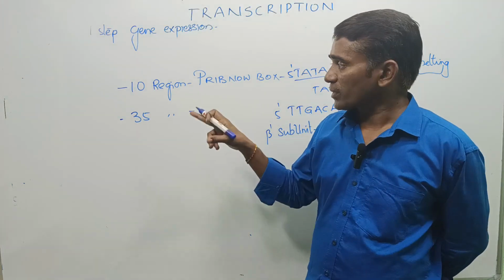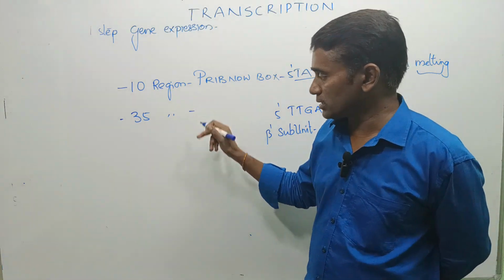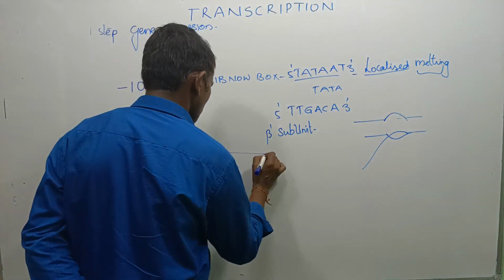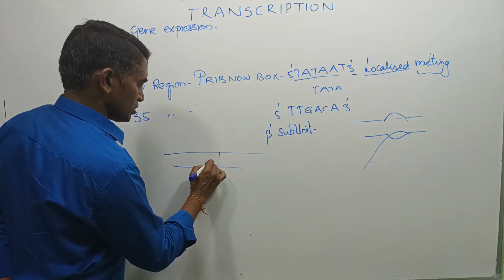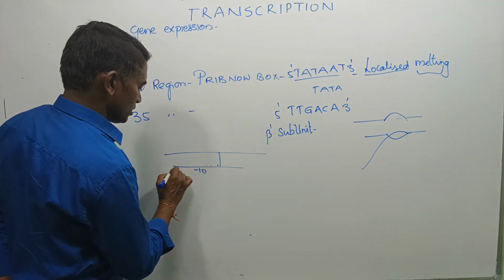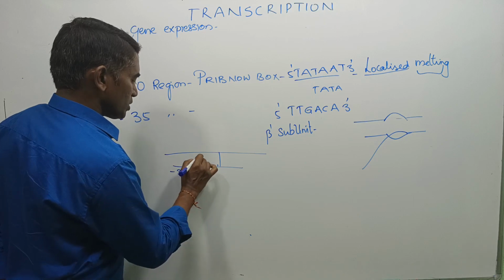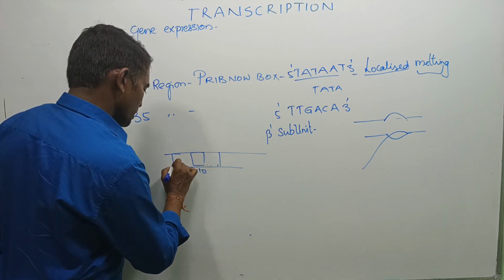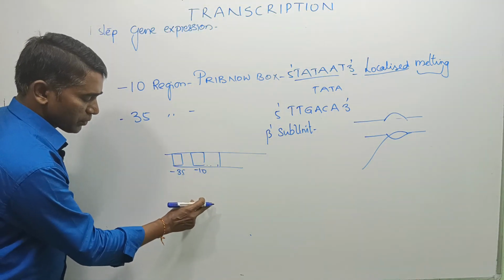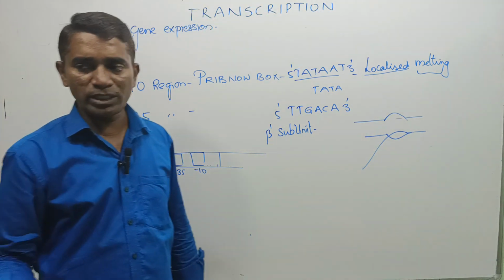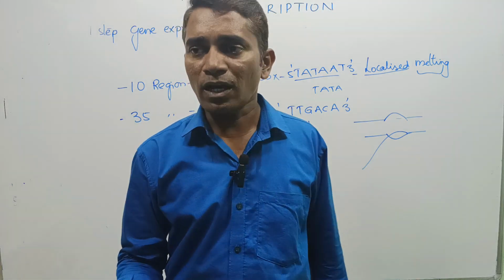So these are the basic regions. Let's suppose this is the start point, 1 2 3 4, and let's suppose this is -10, then this is -35. These particular hexameric sequences are common among all the prokaryotic organisms. Therefore it is said to be conserved and common.